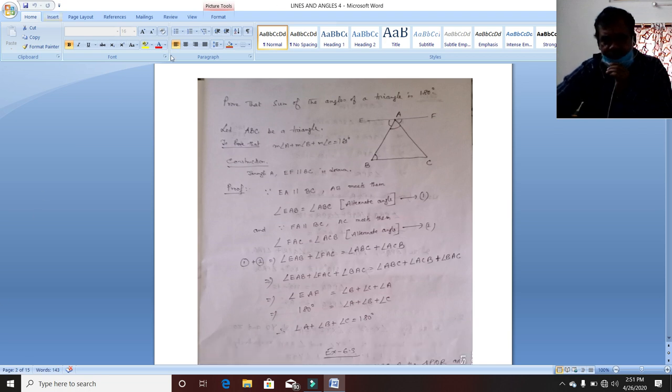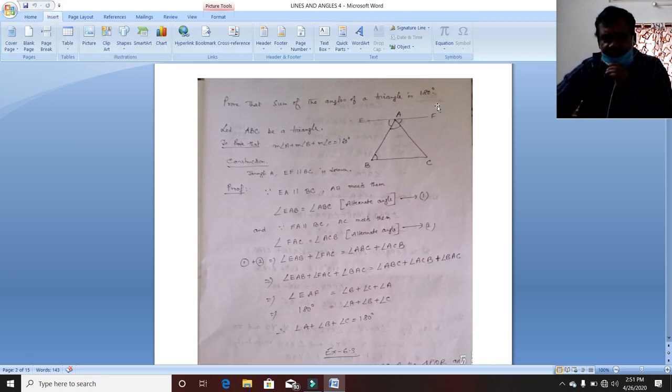Prove that the sum of the angles of a triangle is 180 degrees. You know this thing. The sum of the angles of a triangle is 180 degrees. So you see, I have taken this triangle ABC. This concept you know. In earlier classes you have proved it, but now I will prove it geometrically. ABC is a triangle. I will show that angle A plus angle B plus angle C equal to 180 degrees.